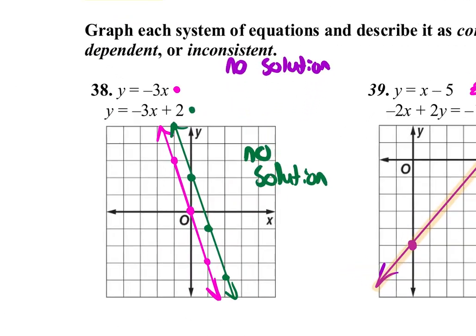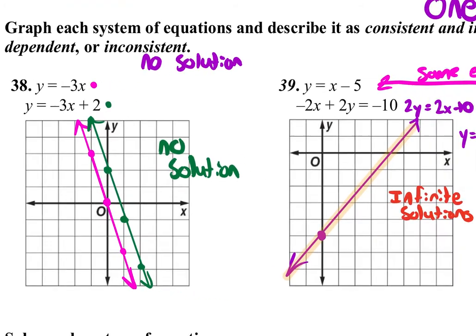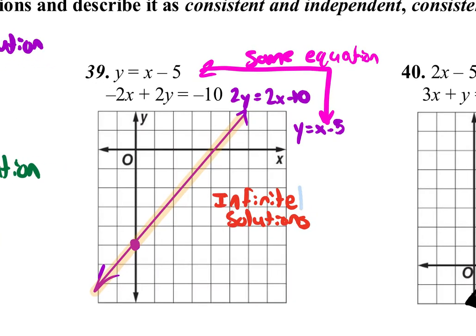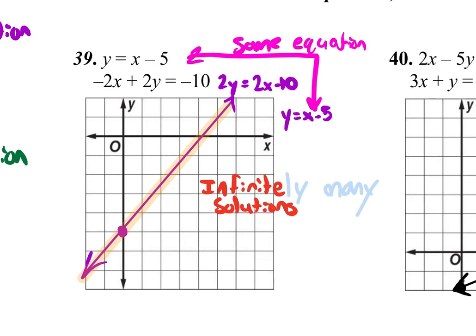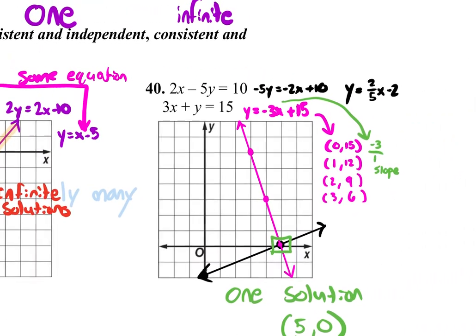On 38, they end up being parallel, so there's no solution because the lines never cross. 39, when you solve the second equation, you realize that it's identical to the first equation. That's infinite solutions. And more so, we call this in class infinitely many solutions. And then 40, when you solve both of those out, you get some equations that are going to cross because they have a different slope.